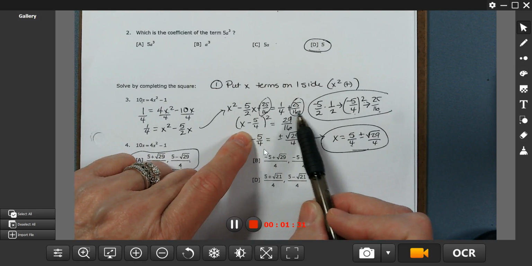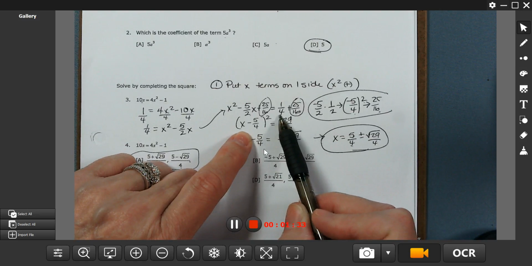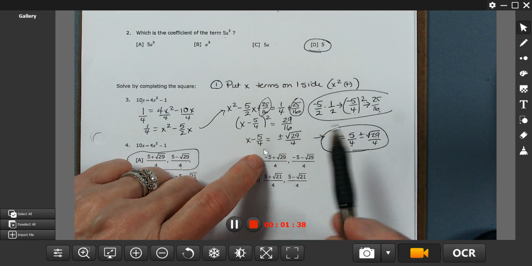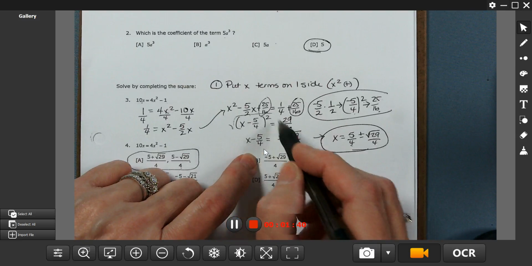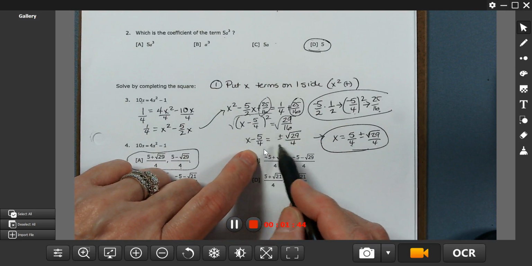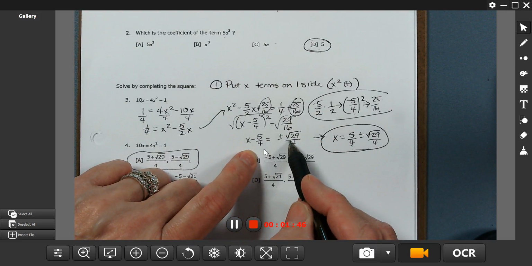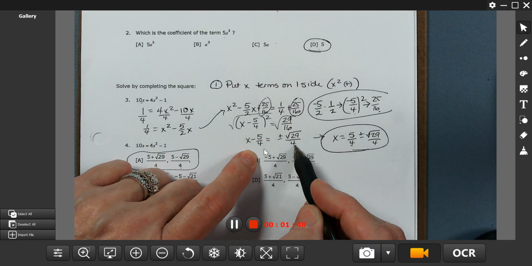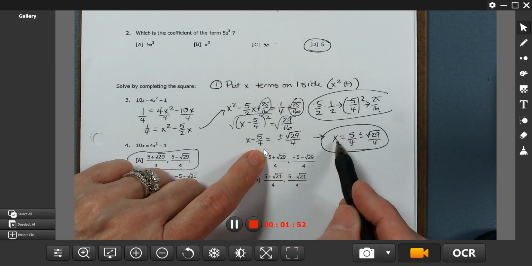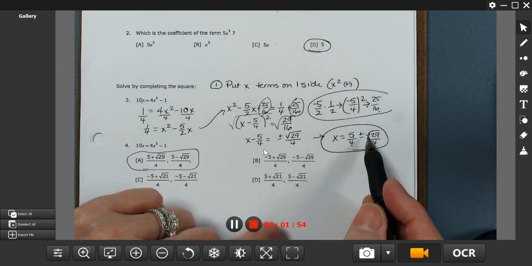Get a common denominator, which is going to be 16, and add those up, and you get 29 over 16. Then you take the square root of both sides. So this becomes x minus 5 over 4. This is plus or minus the square root of 29 over the square root of 16, which is 4. Then you're going to take this to the other side. It'll become positive.